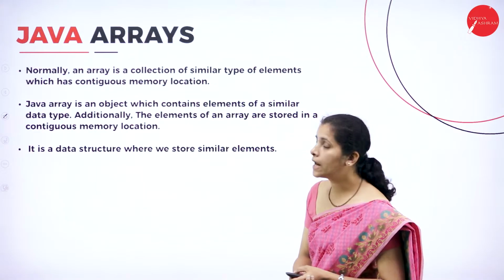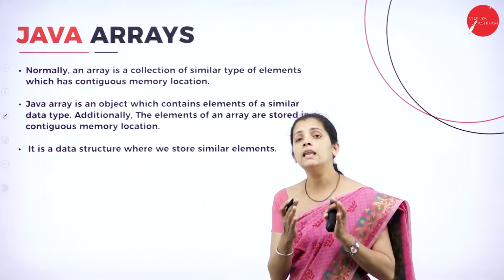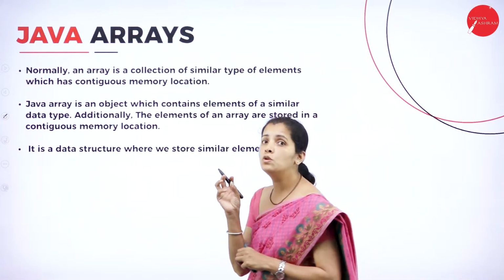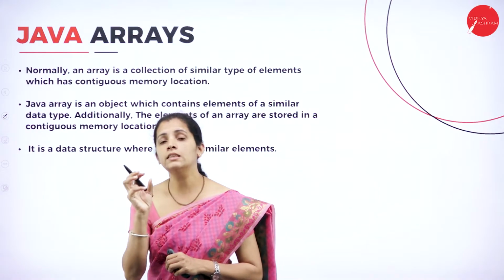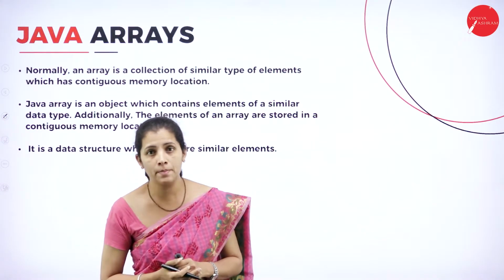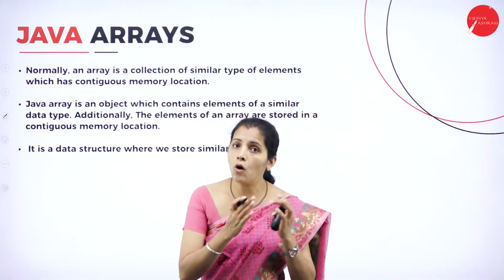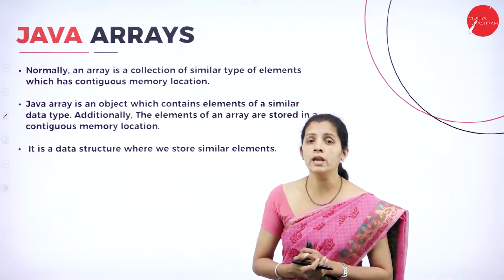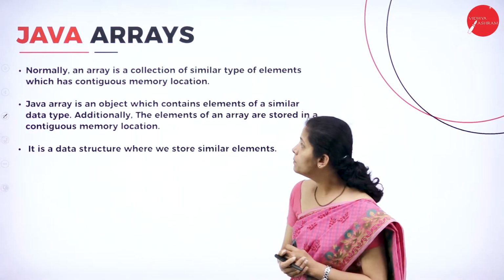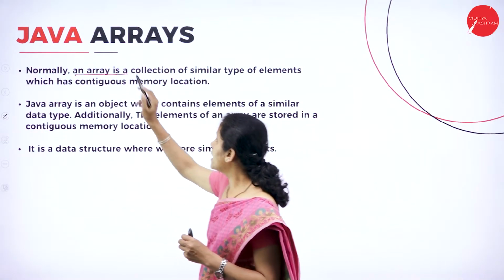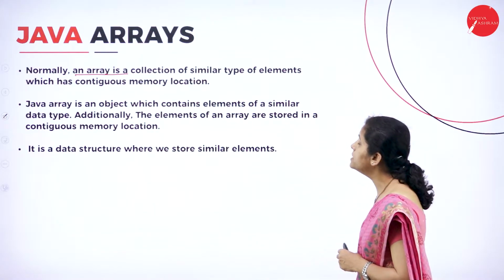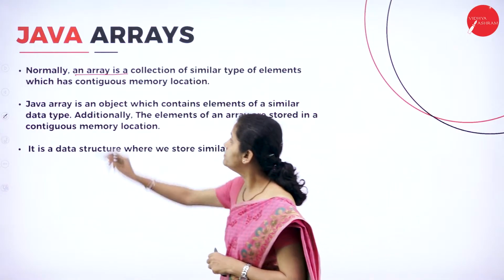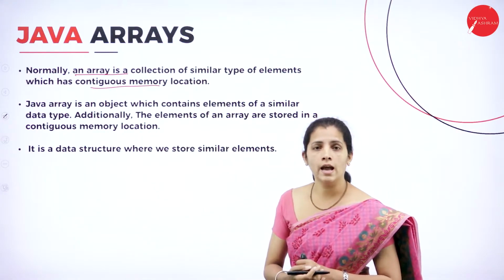So, what is an array? It's nothing but a collection of homogeneous elements. So what is this homogeneous element? That is nothing but similar or same kind of elements, and all the elements are stored in contiguous memory allocation. Now, an array is a collection of similar type of elements which have contiguous memory allocation.